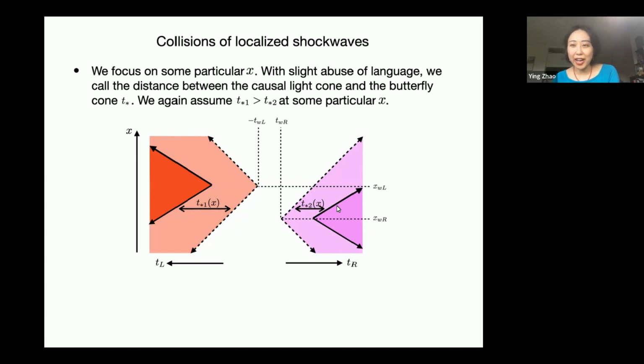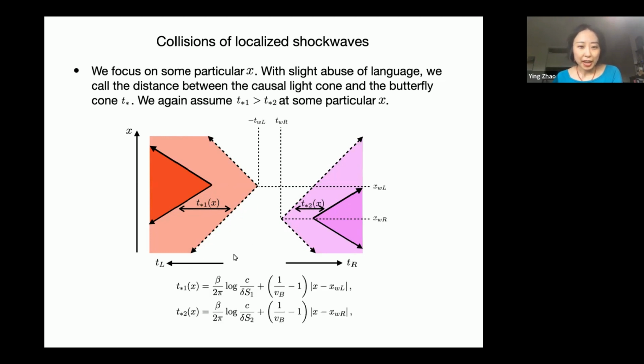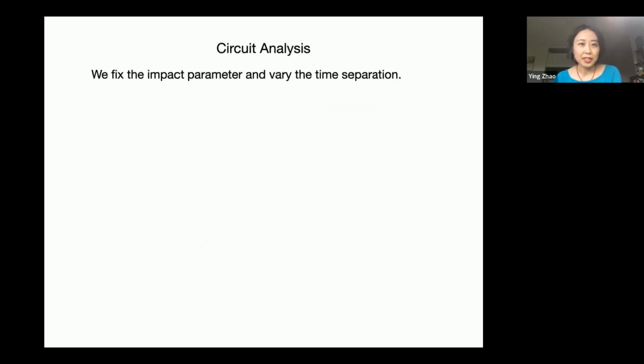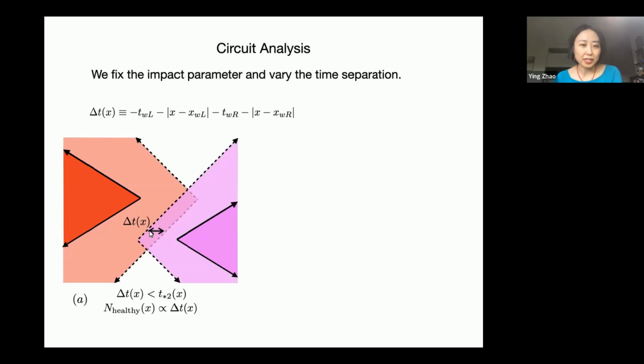Now you see why earlier I insisted that the scrambling times of two signals are different. With localized collisions, generically the two scrambling times will be different just because the two cones have different slopes. This is just a simple expression of this guy and this guy. From now on, we'll fix the impact parameter of the collision, but we will vary the time separation, again called delta t, and we will see what happens.